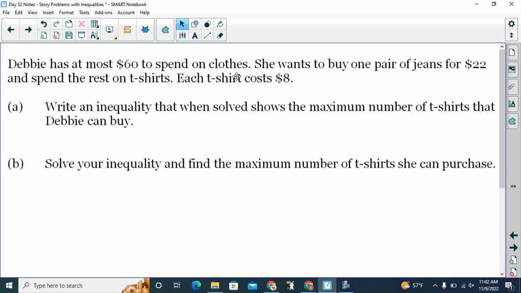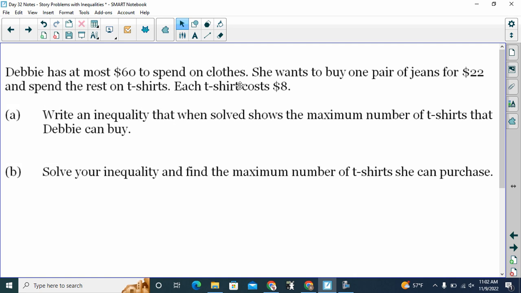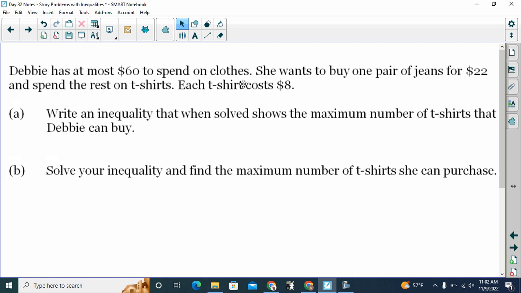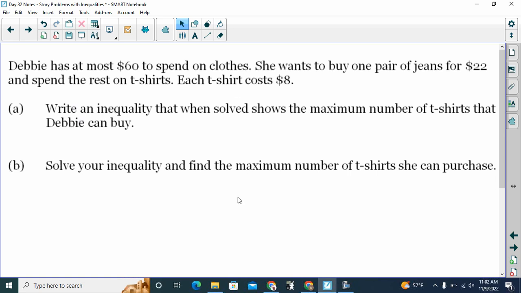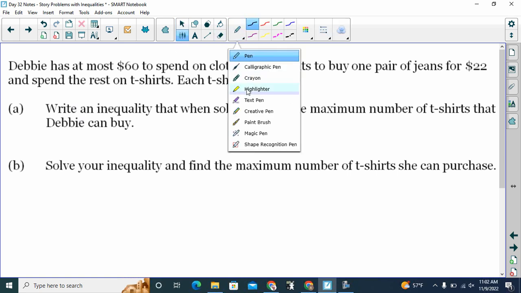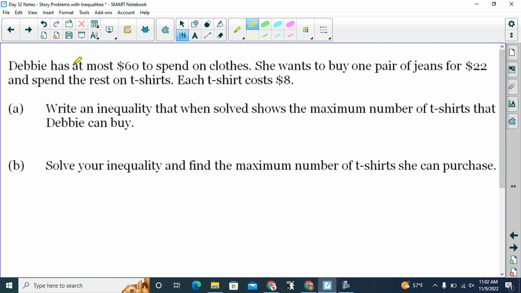So example one. As always with story problems, you don't just want to have answers in your notes with no problems. So I would write the problem down. You don't have to write down every word though. The fact that her name's Debbie is not terribly important. At most $60 to spend, I would at least write that down. She wants to buy one pair of jeans for $22. And then she's going to buy some t-shirts. Each t-shirt costs $8.